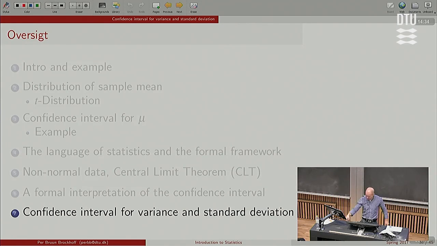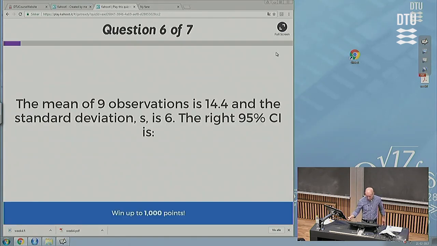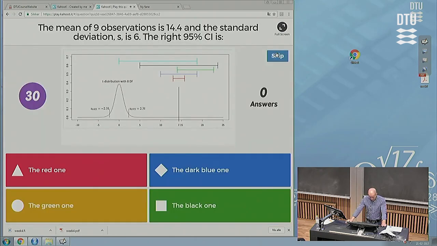Anyway, let's see whether we are completely off in the gaming. We're on, but difficult.